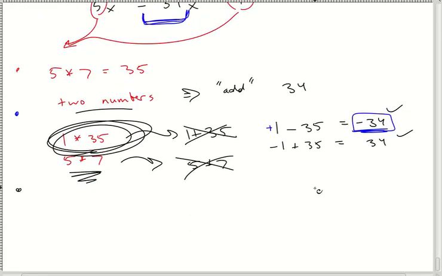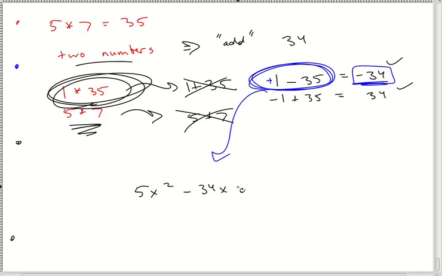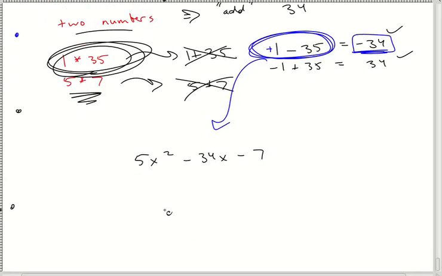Okay. Now, I'm going to take these guys here. This is all part of the formula, okay? Let me go back to the original if it's okay. Here we go. My original: 5x squared minus 34x minus 7. I want to rewrite this middle term here using these numbers. So I got 5x squared plus 1x minus 35x minus 7.